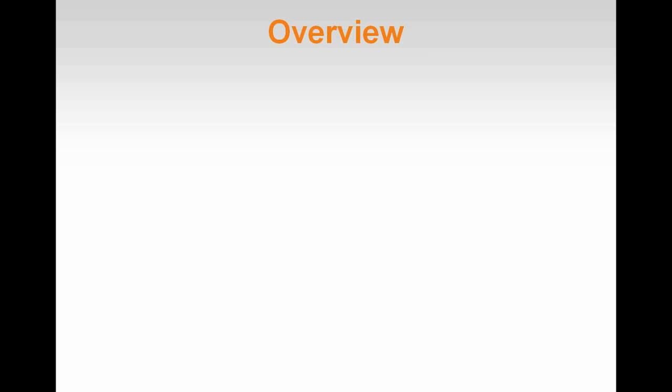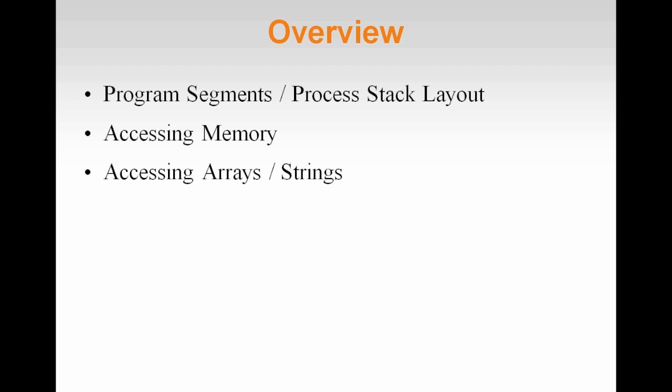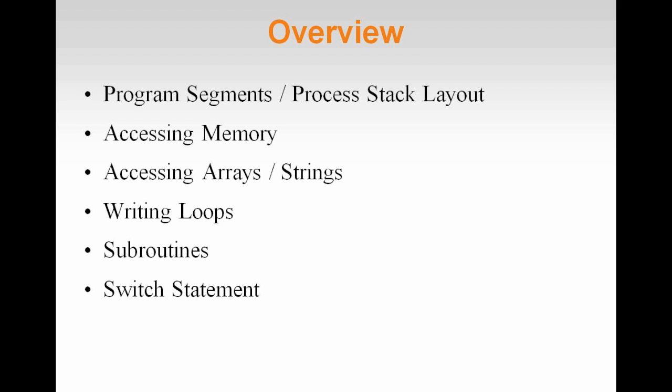For the assembly part, we'll look at the program segments of a MIPS assembly program and how these segments are laid out in the process stack, how we can access memory and extend that to larger structures in the memory such as arrays and strings. We'll take a look at constructing loops, writing subroutines or function calls, and also constructing the switch statement.